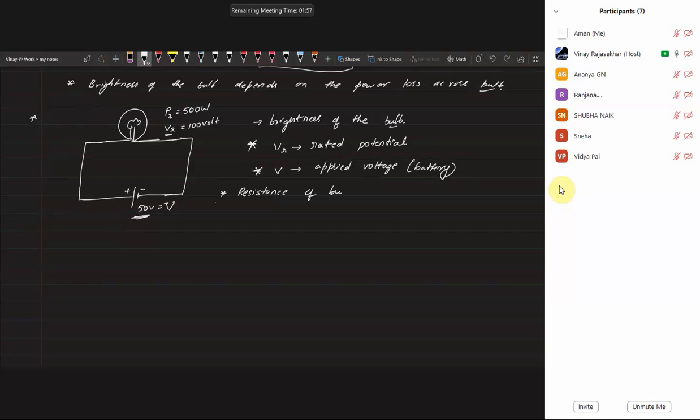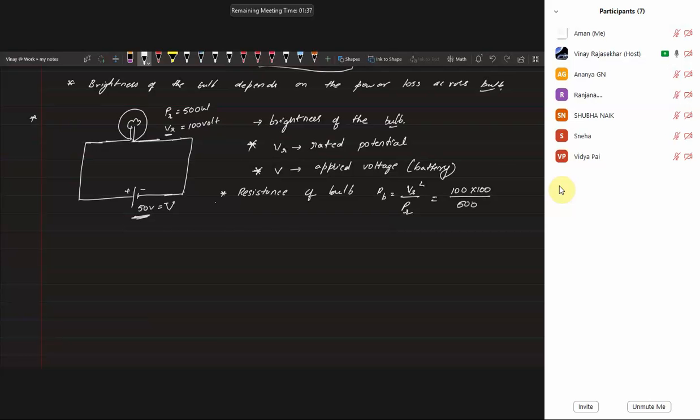Now I'll calculate the resistance of the bulb. We have the formula: resistance is equal to rated voltage square by rated power, correct? So what is rated voltage square? 100 into 100, because the rated voltage is 100 volt, divided by 500.